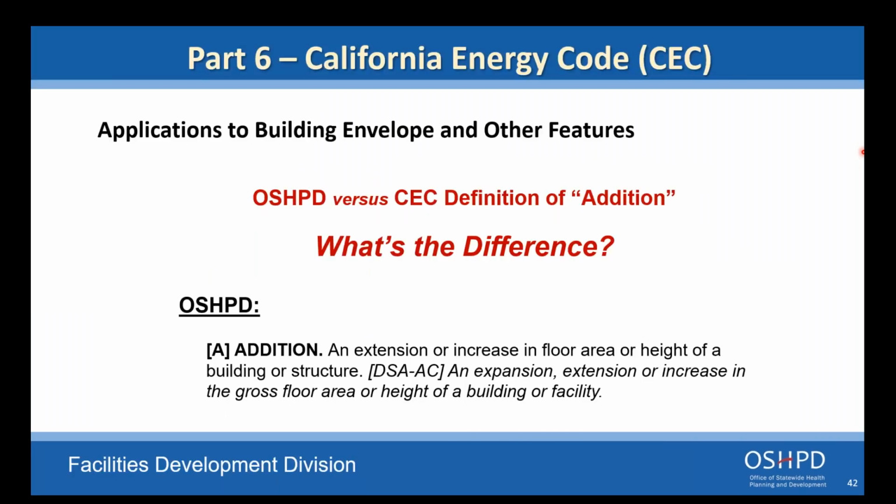So let's look at the definitions and how they're applied. OSHPD versus the Energy Commission's definition of addition. What's the difference? Okay, OSHPD defines an addition as an extension or increase in floor area or height of an existing building or structure. This would be an expansion, extension, and an increase in gross floor area or height.